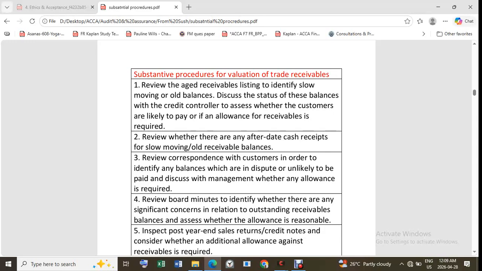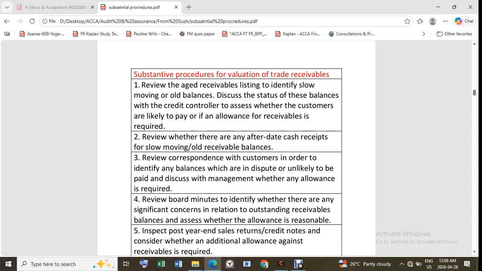And then we have to check whether there are any after date cash receipts for slow moving or old receivable items, in order to verify that the receivable is true or not, whether it will be received or not, whether we can show it as receivable or not. For that we can check the confirmation from the client as well as subsequent receipts, like post year end receipts.